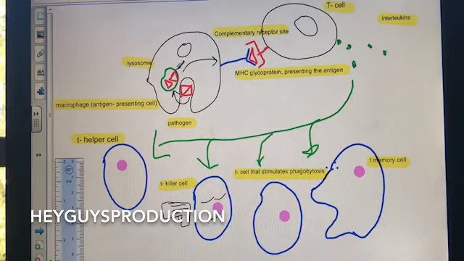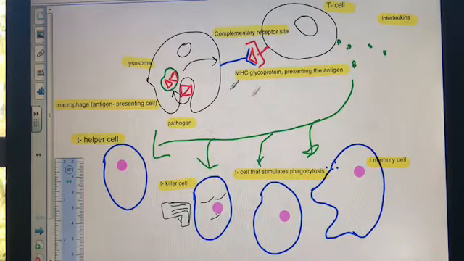And the MHC glycoproteins present inside the macrophage will bind to the antigen and then present it on the macrophage surface. So the macrophage will then become an antigen presenting cell.